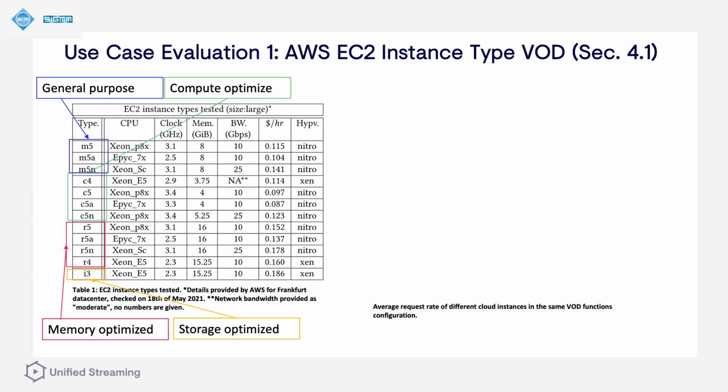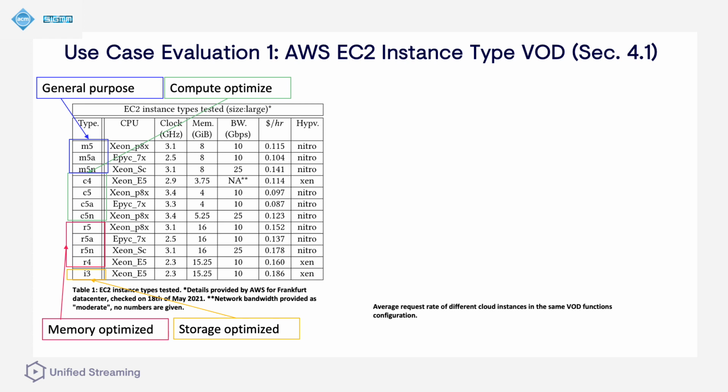However, sometimes it's challenging to know which type of hardware is more suitable for each media processing function. So we have selected a couple of instances that provide different hardware specifications such as CPU type, clock speed, amount of RAM, network bandwidth, the cost in dollars per hour, and the type of hypervisor.